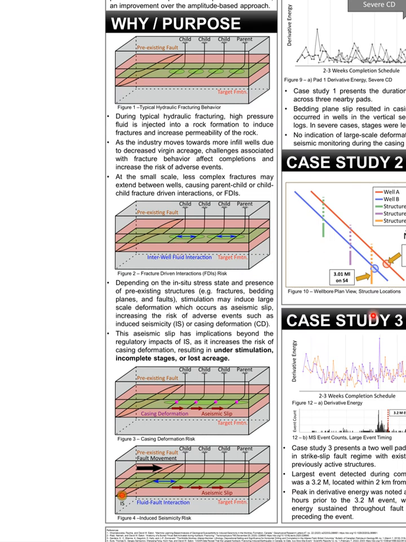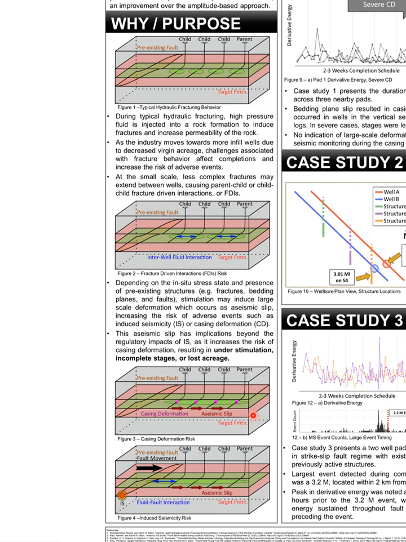Beyond that, if we look at the in situ stress state in the presence of pre-existing structures such as fractures, bedding planes, or faults, stimulation near these structures may induce large-scale deformation, which occurs as aseismic slip, which increases the risk of adverse events such as induced seismicity or casing deformation. Essentially, in the near wellbore, as those planes coalesce or those pre-existing structures begin to activate, as they're pressurized by the fluid or as stress changes near them, they may be prone to this large-scale deformation.